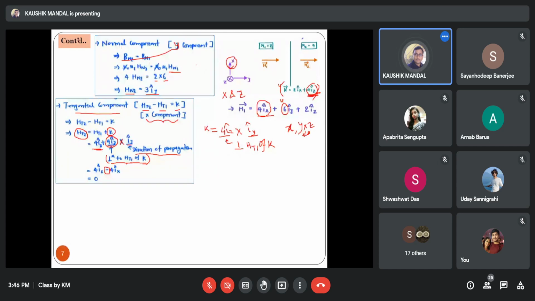So it will be 4ix. This is the first term, 4ix, and 4iz cross iy. The cross product between iz and iy is nothing but ix. As they are not in sequence, it will be minus. So it is 4ix minus 4ix, and it becomes 0. If you have any doubt, you can ask me.